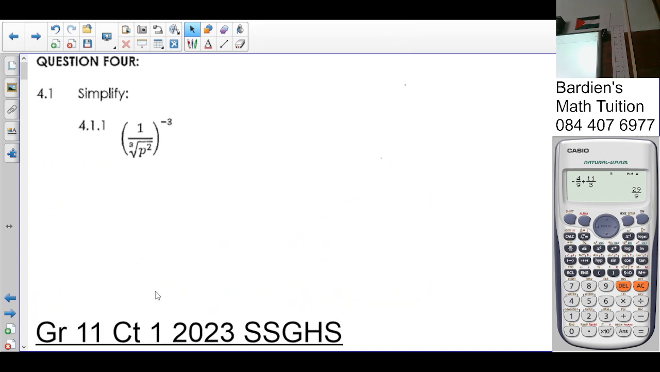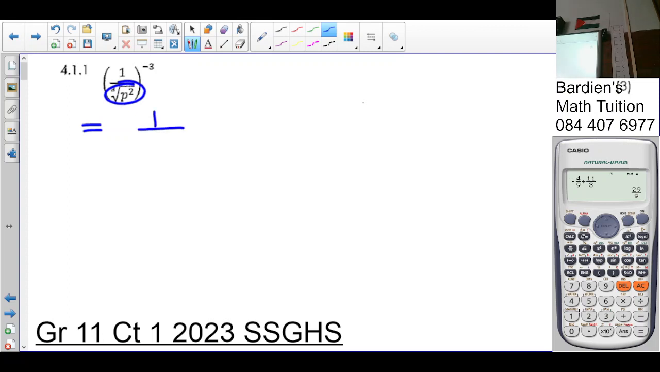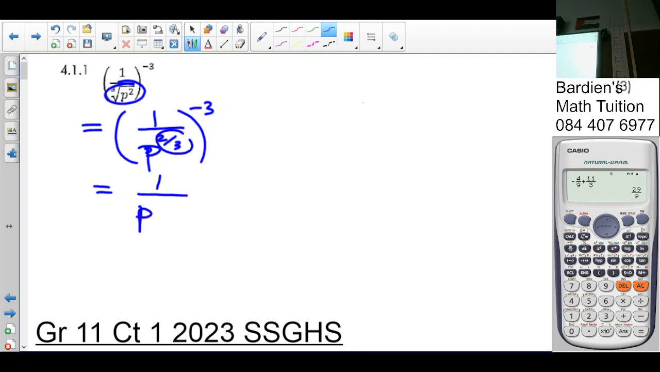Question 11. Now we start to do question 4.1.1. The question says simplify. So what do I have to do first? I need to change that to exponential form. So it will be p to the exponent 2 over 3 and is raised to the power negative 3. Now 1 to any exponent is 1. So that's 1 over p, and 2 over 3 times negative 3 is negative 2. And since it's negative as a denominator, it will be positive as a numerator. So it will be p squared over 1, which is p squared.